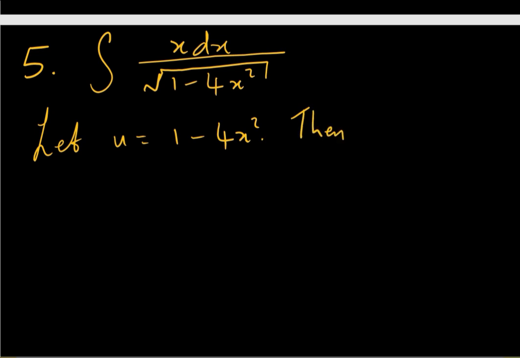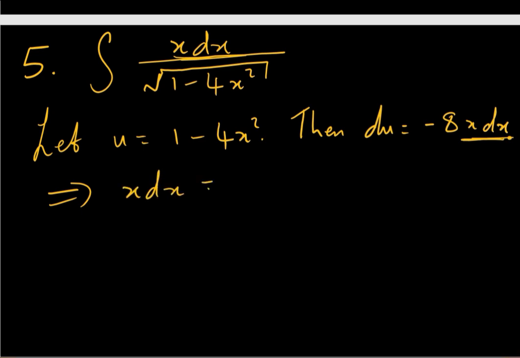Then du is equal to negative 8x dx. So this x dx corresponds to the numerator, so that's what we like to see. And then if we just make that the subject of the formula, x dx is equal to negative 1 over 8 du. Now let's substitute that back into the original integral.